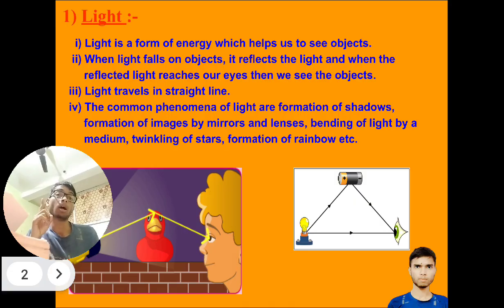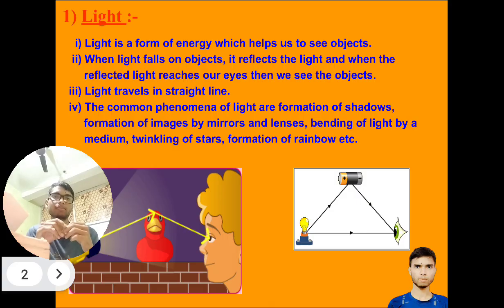Clear? An opaque object will form a shadow. It will happen. But when it comes to a transparent object, a transparent object will not form a shadow anyhow, because a transparent object does not block the light. It allows the light coming from the source to pass through it.